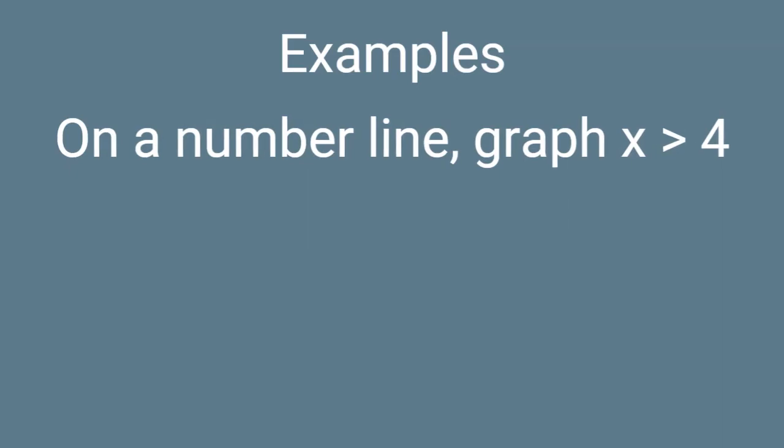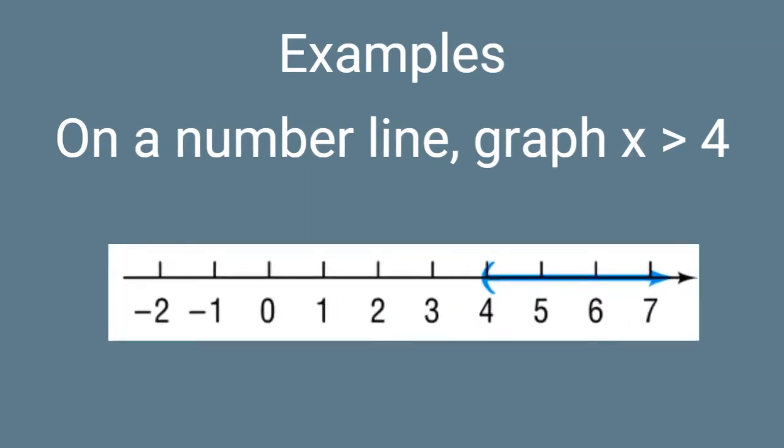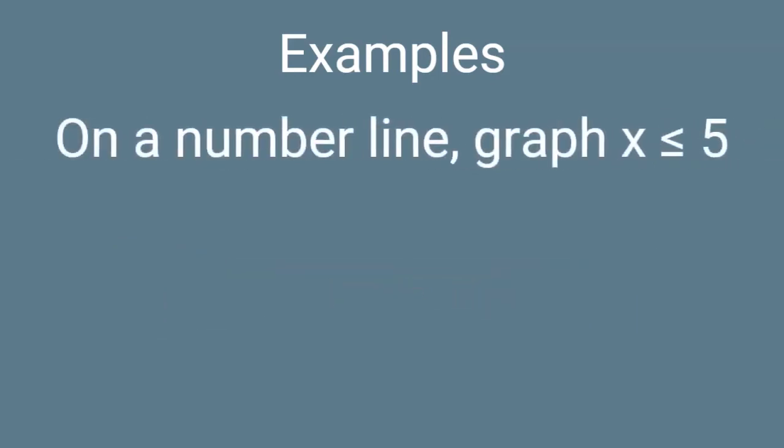In this example, we're going to graph two different inequalities on a real number line. So the first, on a number line, graph x is greater than 4. So we pull out our handy dandy number line and we indicate x is greater than 4 like this in blue. One thing to notice is that we used a left parenthesis to indicate that the number 4 is not part of the graph. Second example, on a number line, graph x is less than or equal to 5.